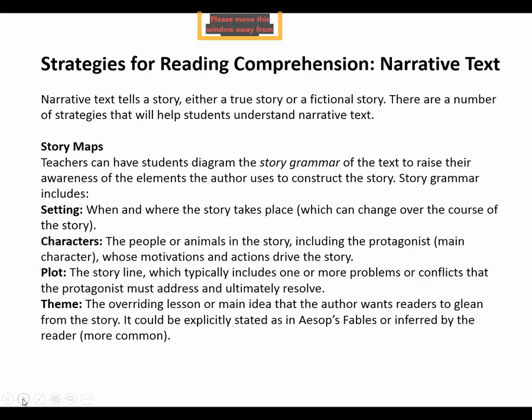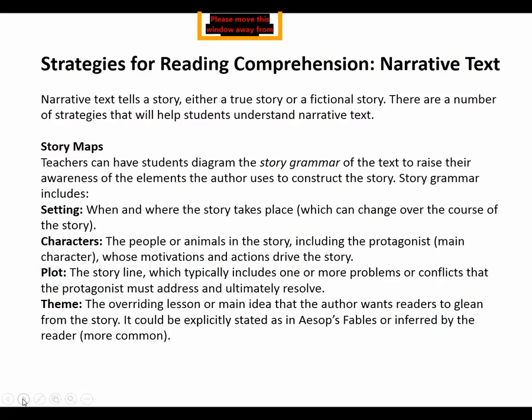ठीक है, so narrative text tells a story, either a true story or a fictional story. So there are a number of strategies that will help students understand narrative text. अगर narrative text है post reading के लिए, हम story maps बनवा सकते हैं, हम setting, character, plot, themes पर discussion करवा सकते हैं. ठीक है, या उनसे लिखवा सकते हैं. अब कैसे? Let me explain it.